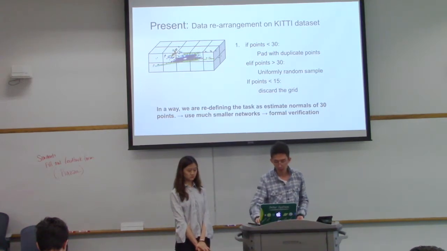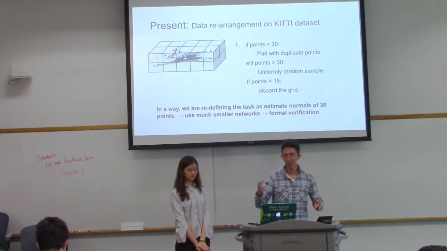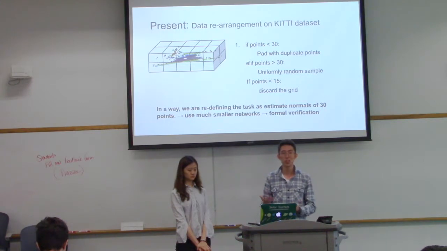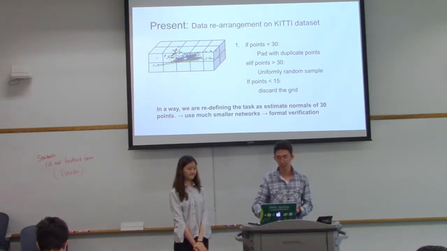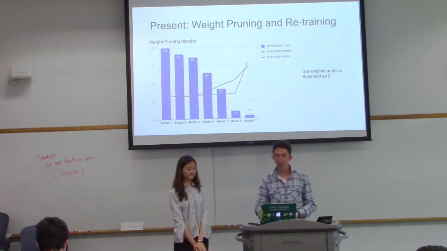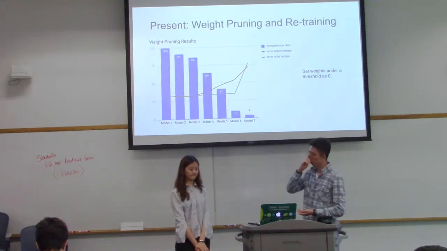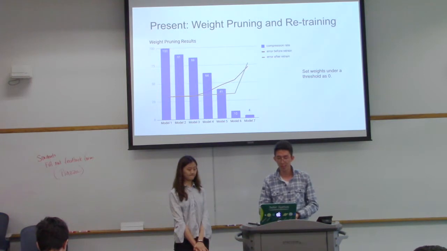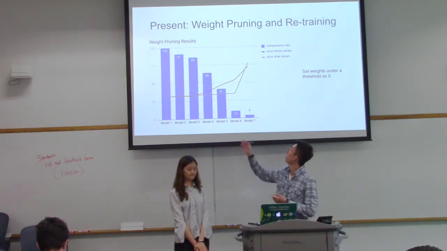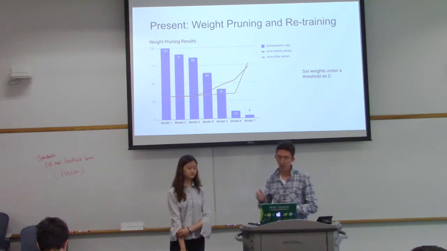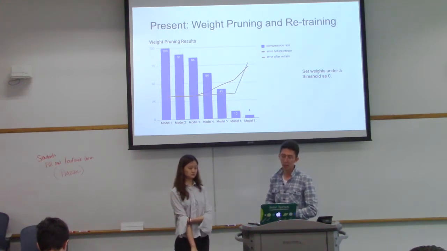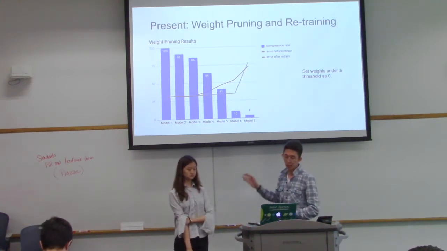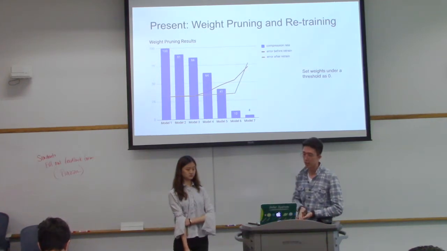Because the task becomes much easier, our model can be compressed to a very large extent. Here is the weight pruning result. The blue column represents the model size, and the first column is the original model. The red line is the RMS angle error before retraining, and the yellow line is the RMS angle error after retraining.